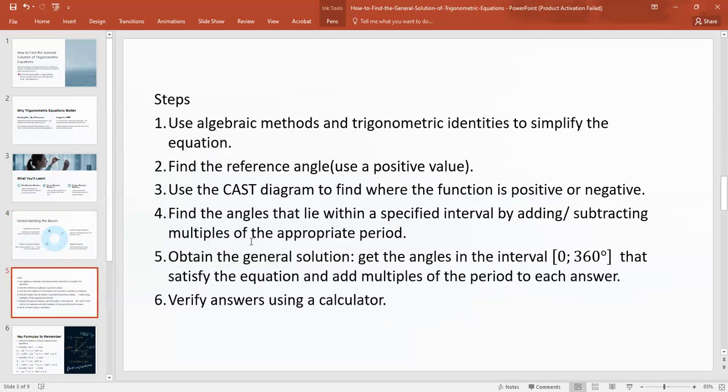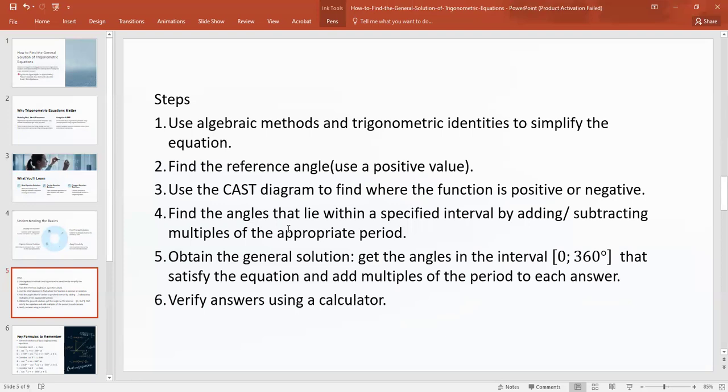Here is a key step-by-step approach to solving a trigonometric equation. Firstly, you are advised to use algebraic methods and trigonometric identities to solve or simplify the equation. Secondly, you have to find the reference angle using the positive value. Thirdly, you have to use the CAST diagram to find where the function is positive or negative. Fourthly, you have to find the angles that lie within a specific interval by either adding or subtracting multiples of the appropriate period. The fifth step consists of obtaining the general solution.